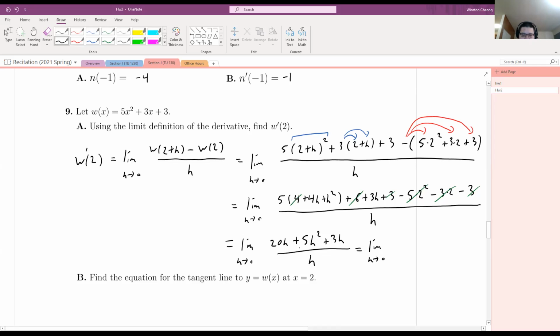So we can take this h and we can split it over each of those terms, and then we can cancel each of those terms individually. So we'll have 20h over h, which is 20, 5h squared over h, which is 5h, and then 3h over h, which is just 3. So we get 20 plus 5h plus 3. Okay. And now we can just take the limit. So this is going to turn into 23.